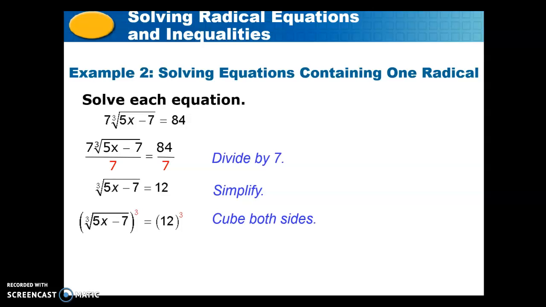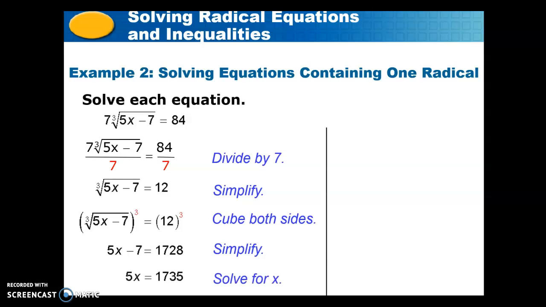The cube root and the cube cancel each other out, leaves you 5x minus 7. 12 to the third power is a really big number. Now solve it like you know how to do, have been doing since Algebra 1. Add 7 and divide by 5.